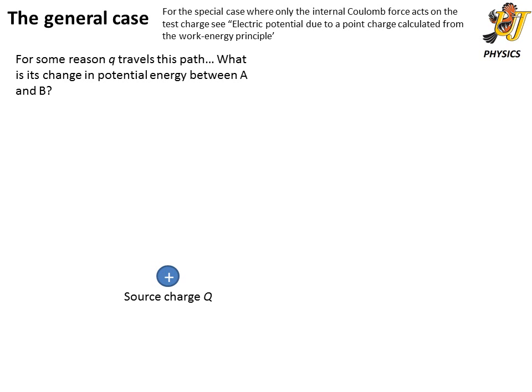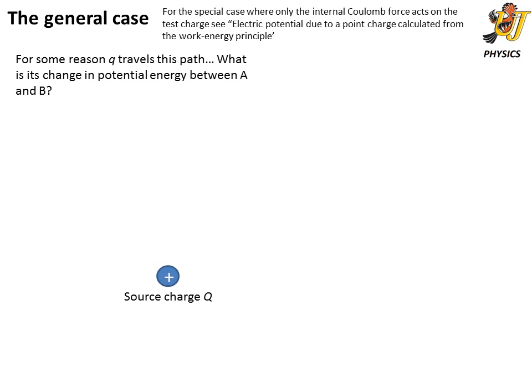Previously, we derived an expression for the electric potential from the special case where we had a test charge being pushed away from the source purely under the action of the internal Coulomb force of the system. Now we will look at a more general case where a test charge travels along some arbitrary path in the vicinity of a source, and we will show that we can derive exactly the same expression for the electric potential produced by the source.